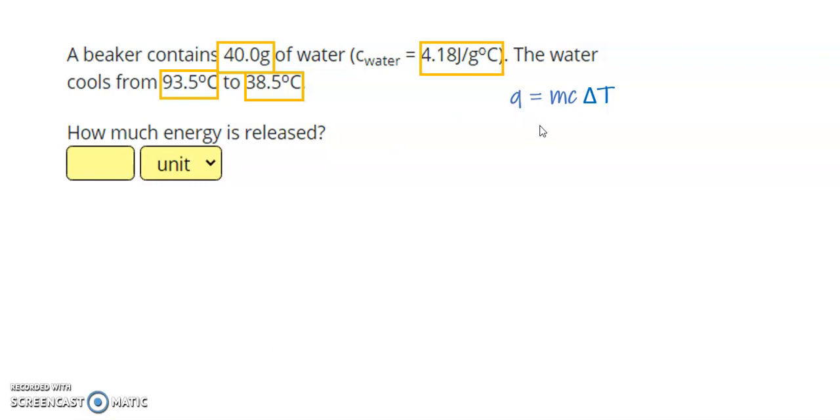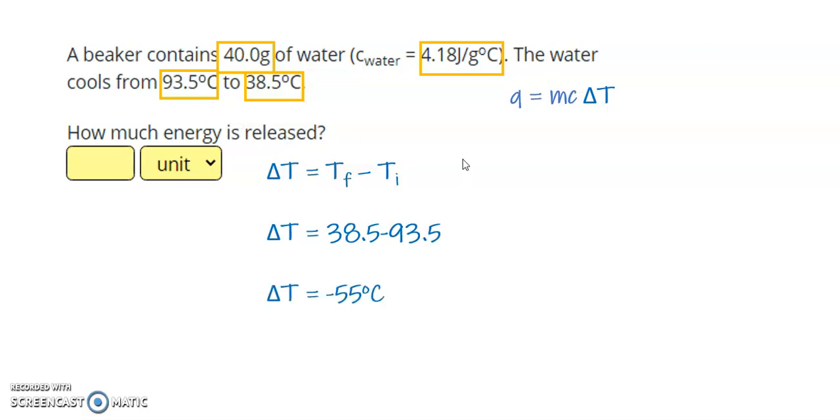We're looking for Q. We know m and c. We don't know delta T, so we can use this equation to calculate it. Delta T equals final minus initial temperatures. The final temperature of the water is 38.5 degrees Celsius. That's the temperature it ends up as. It cools from 93.5 degrees Celsius, so that's the temperature it starts as. So delta T equals final, 38.5, minus initial, 93.5 degrees Celsius. That gives us negative 55 degrees Celsius.